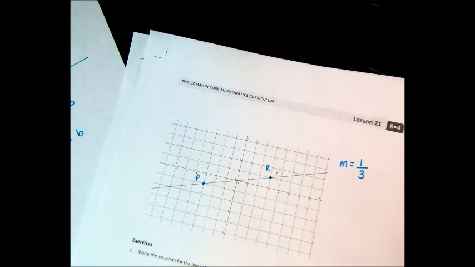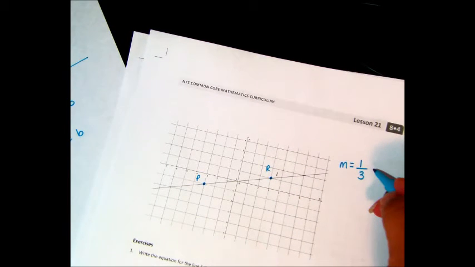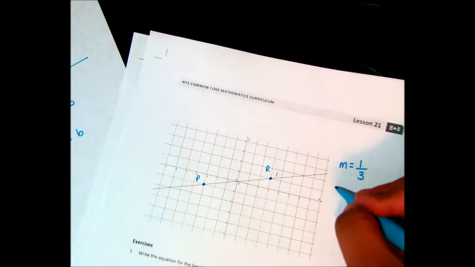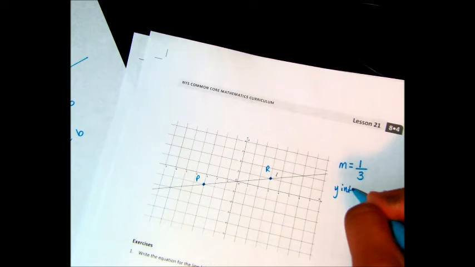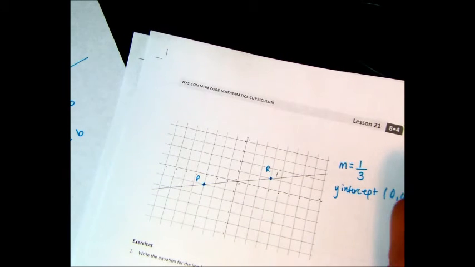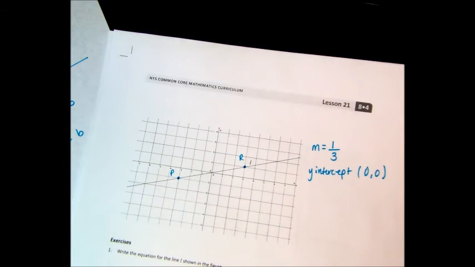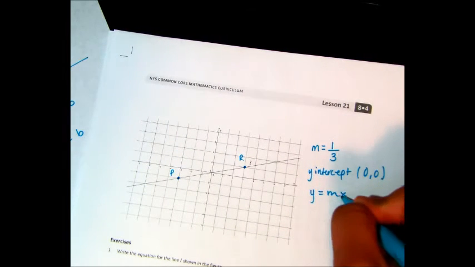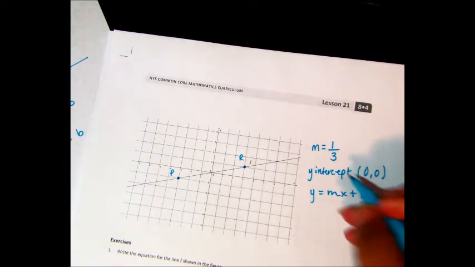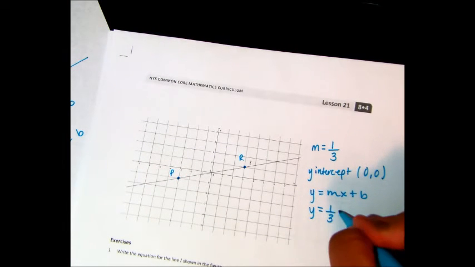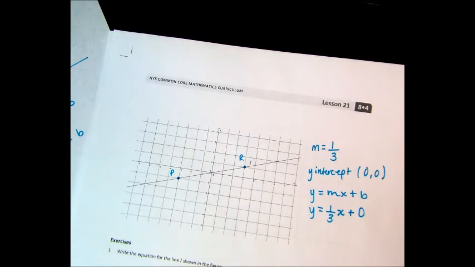All right, we need to identify our y-intercept. Lucky for us, our y-intercept goes through our origin. So if you can easily identify where your y-intercept is, you can do like we did in the previous lesson. So my y-intercept is located at 0, 0. I can use this information to then create a y equals mx plus b, a slope-intercept form equation by saying y is equal to slope x plus where it crosses the y-axis, or in simplified form, y equals 1/3 x.